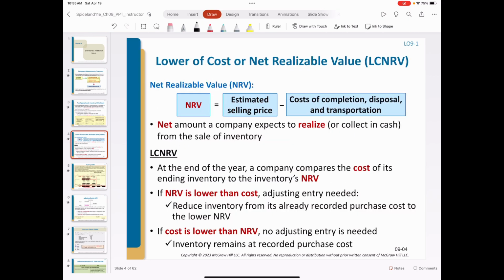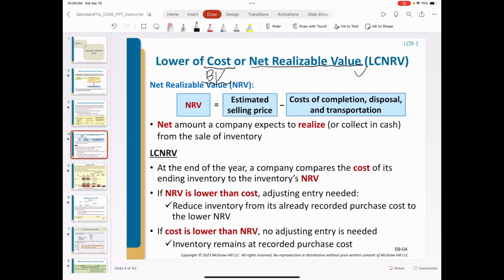First, LCNRV. This method basically compares two values. The cost, which is the book value of the inventory, and the other is net realizable value. We are going to choose the lower value as the new book value. The old book value is already known to us. It is the amount recorded in the balance sheet.